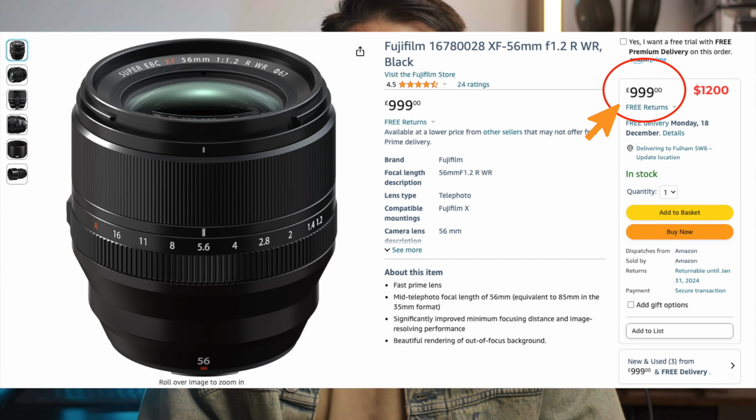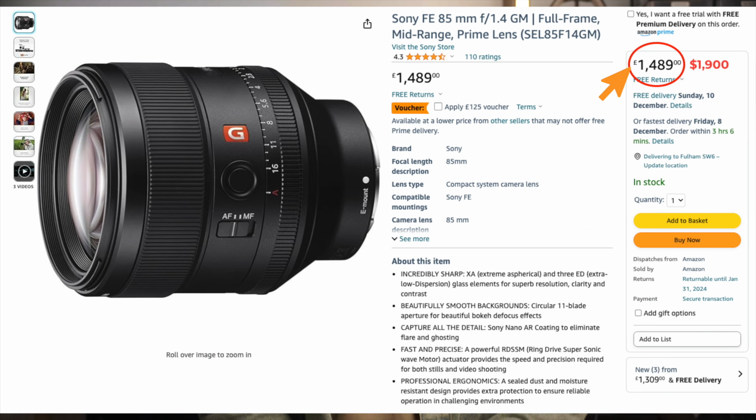These are some of my portrait lens recommendations if budget was not an issue for you. One is the Fujifilm XF56 1.2R WR and the Sony 85mm 1.4 G Master. These lenses will give you the best optical quality that money can buy.